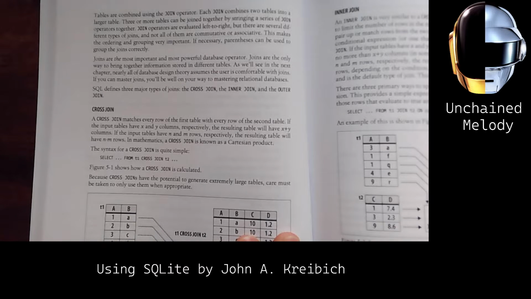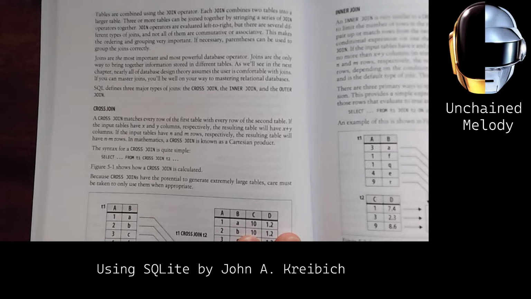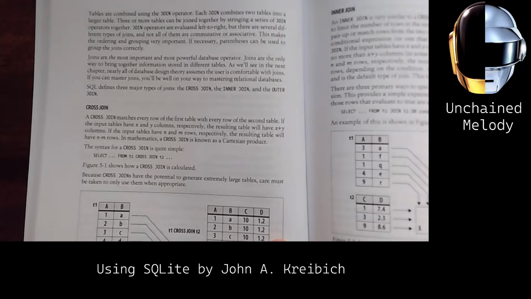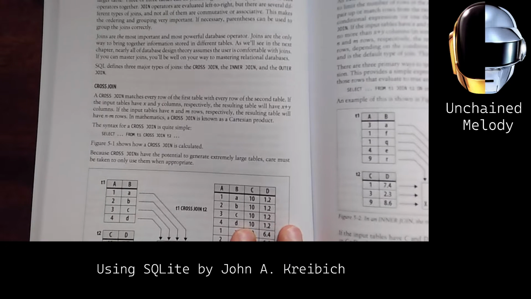SQL defines three major types of joins: the cross join, the inner join, and the outer join. Cross join. A cross join matches every row of the first table with every row of the second table. If the input tables have x and y columns respectively, the resulting table will have x plus y columns. If the input tables have n and m rows respectively, the resulting table will have n times m rows. In mathematics, a cross join is known as a Cartesian product.